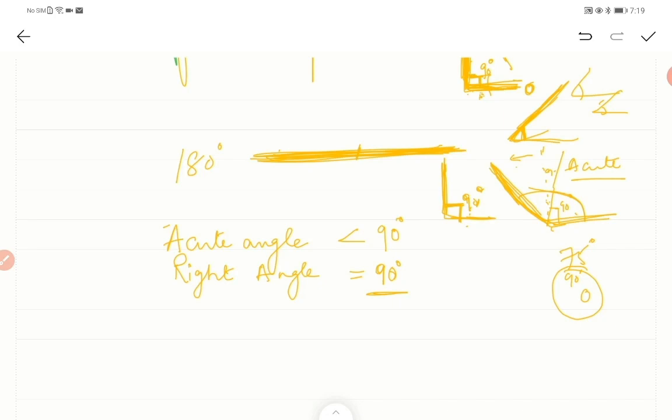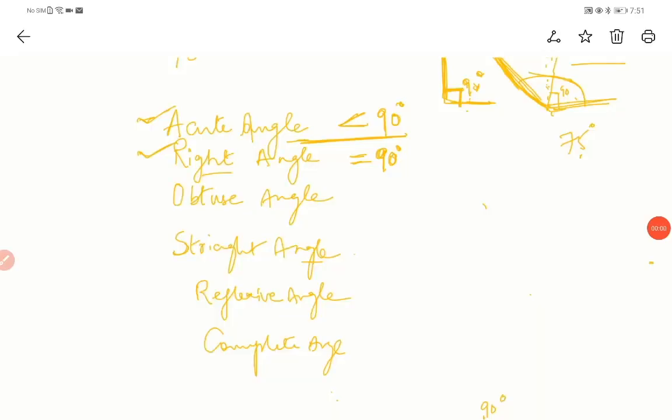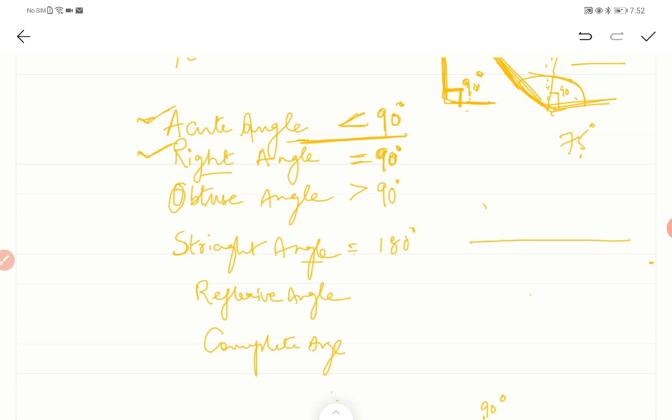Acute angle. Acute angle is what? The angle which is less than 90 degrees. Right angle is what? Which is equal to 90 degrees. Similarly, the angles which are greater than 90 degrees are called obtuse angles. Now what is a straight angle? A straight angle is an angle which is exactly 180 degrees. So this is your straight angle.